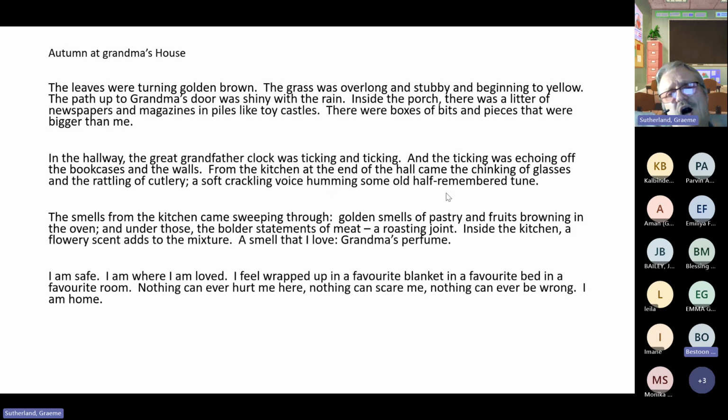And I've put in old half-remembered tune just to give it a little bit of pathos, a little bit of she's thinking of the old times through her tune. It's just a touch to give the reader more of a picture of her as a personality. But most of the description there is sound. So again, remember, paragraphs are meant to be focused on one thing, aren't they?